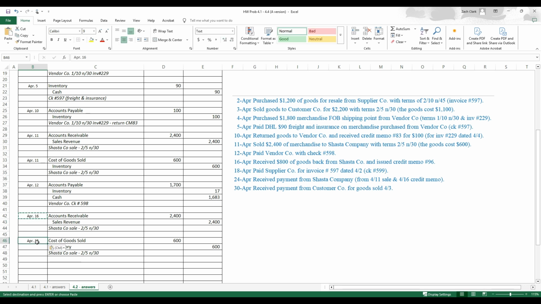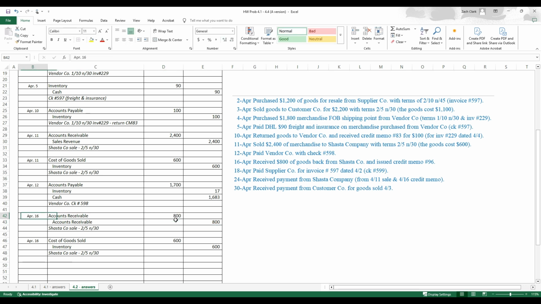So again, I like to break it out into two separate entries. And step one, I like to reduce our accounts receivable. So it's kind of the opposite there, as we originally increased by the 2,400. Now we're going to decrease by 800 because they returned $800 worth of materials or inventory.